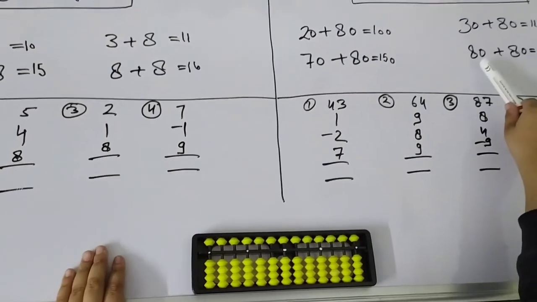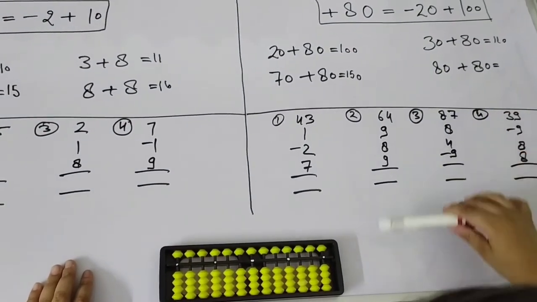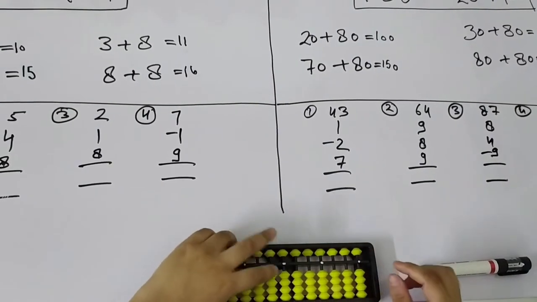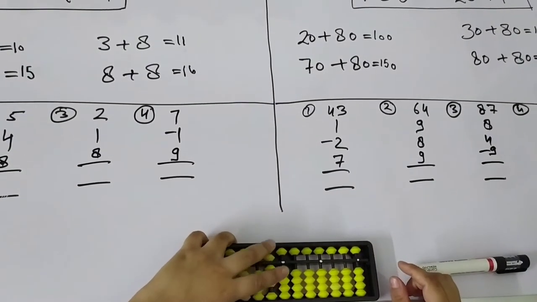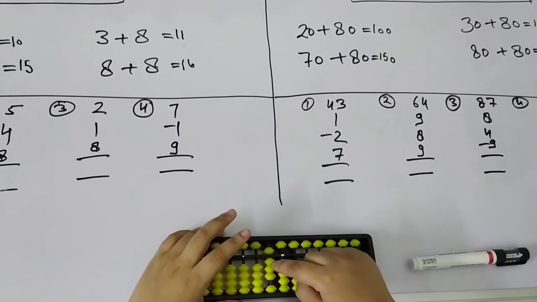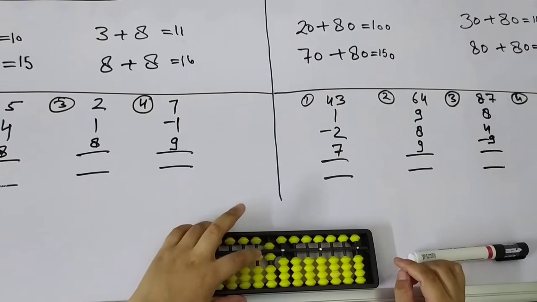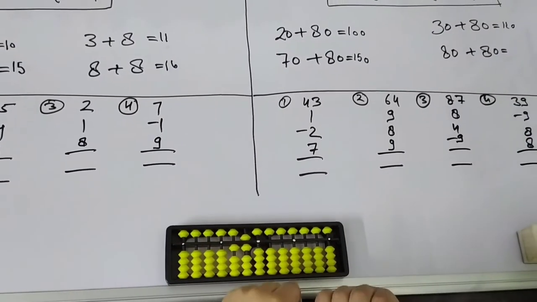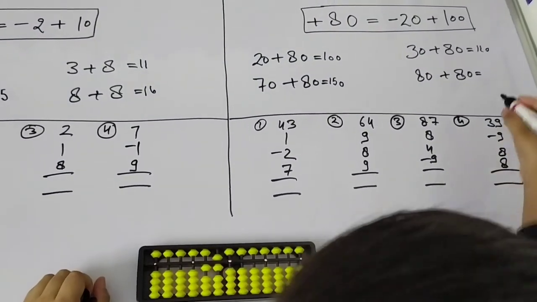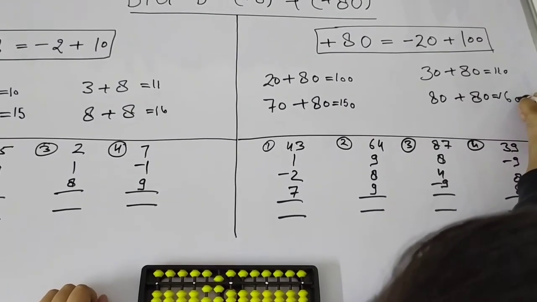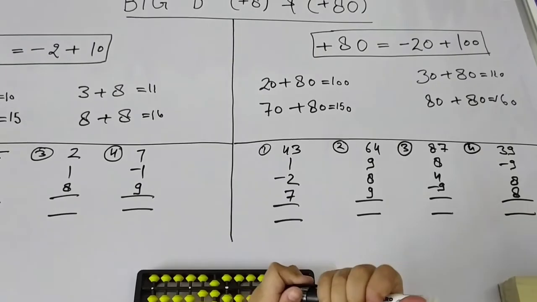Next question, 80 plus 80. 80 and plus 80. The formula of 80 is minus 20 and plus 100. We got our answer 160. We have written 160.